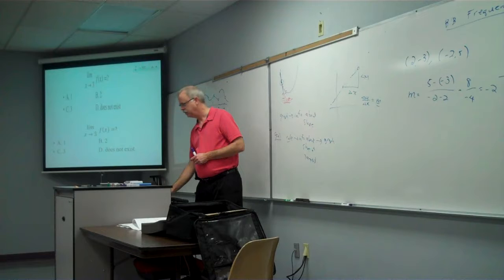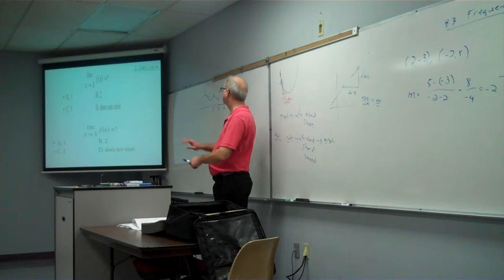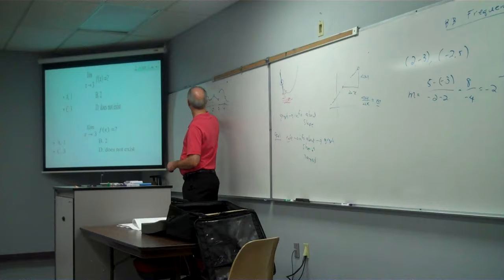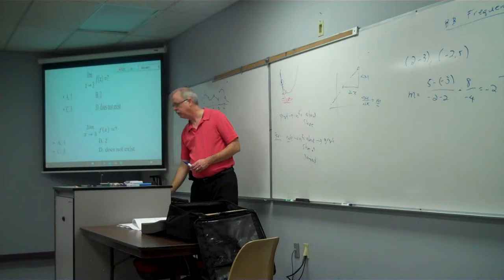So same graph, what would you say in this case? What's the limit as x approaches 3? So same function, and I think we've already identified the two heights here. But what would you say in this case? If you're wandering along the path, what heights do you think you're headed to?